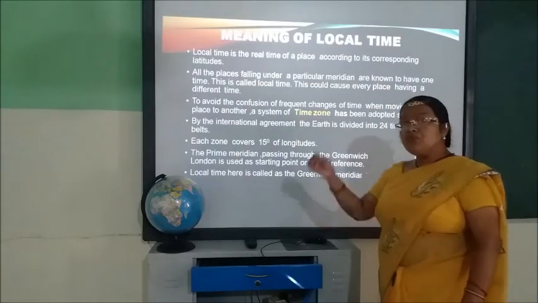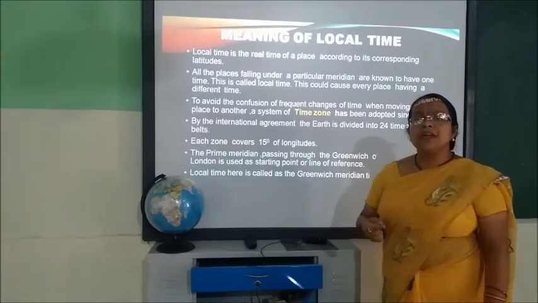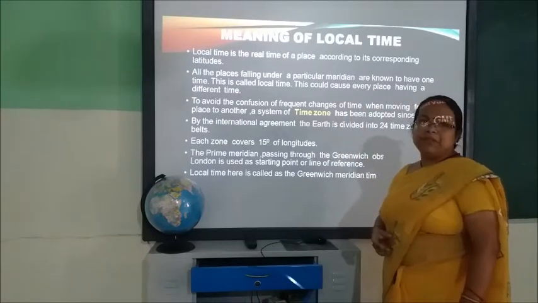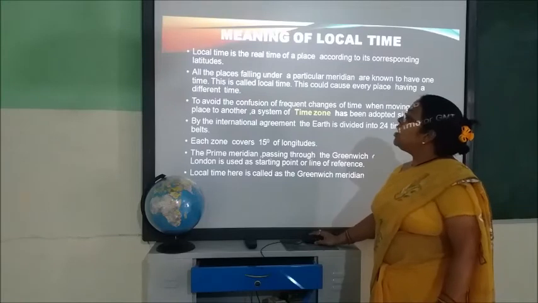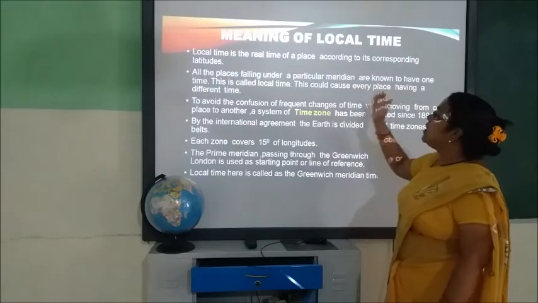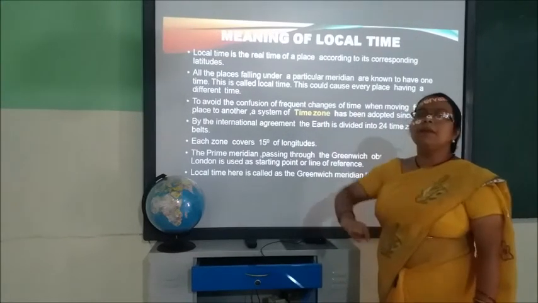The area that falls in a particular latitude shows the correct time for that area; that is the local time. All the places falling under the particular meridian are known to have one time. All the places falling in that particular latitude have the same time.